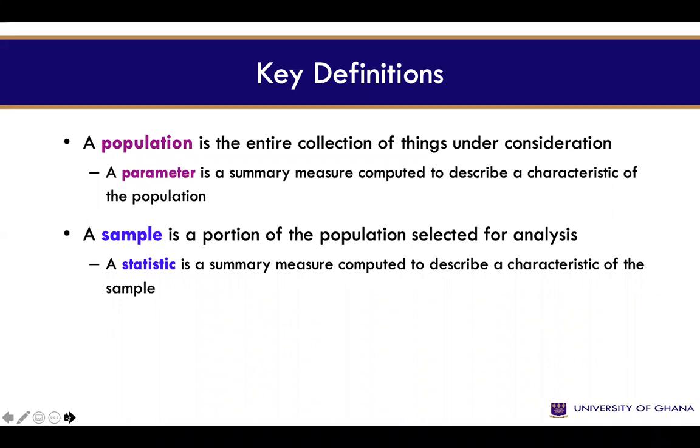Now, a sample is a portion of the population that is selected for the analysis, and any descriptive measure that is computed from the sample data is what we will term the sample statistic. So we have a population parameter and then a sample statistic. A sample statistic could be the sample mean, the sample proportion, the sample standard deviation, the sample correlation coefficient, and the population parameter could be the population mean, the population proportion, the population standard deviation, the population correlation coefficient, and so on and so forth.